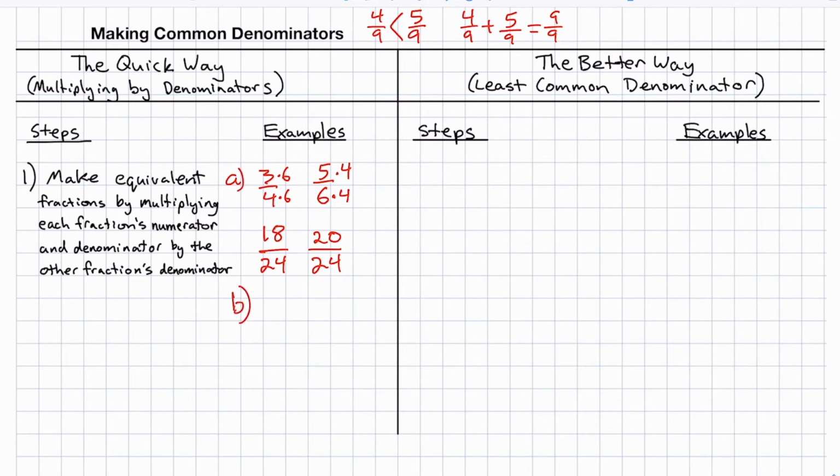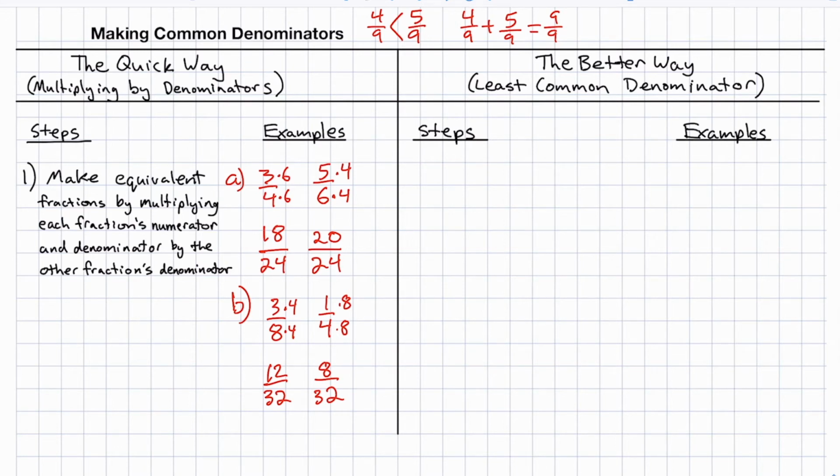Let's look at one more example of this. Let's say I had something like 3/8 and 1/4, and you had to make common denominators. So again, you're going to look at the other fraction's denominator. Our second fraction's denominator is 4. So we'd be multiplying both of these by 4, and that would give us 12/32. And then we would multiply both of these by 8, so that would give us 8/32. So now we've made equivalent fractions with common denominators.